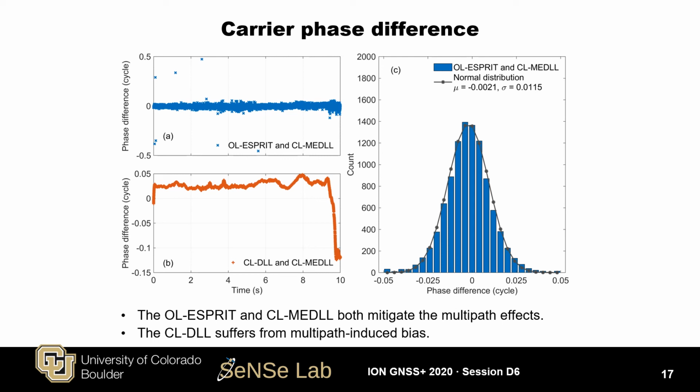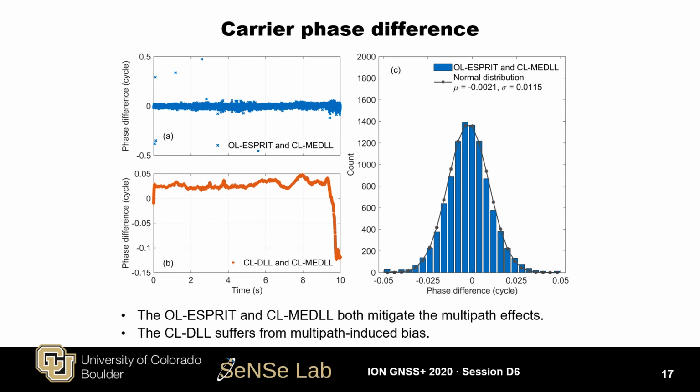For a comparative analysis of the considered schemes, we calculate the difference of the carrier phase measurements between two methods for the 1 millisecond updating interval. Thus, we remove the common components, such as clock dynamics and platform motion, and the multipath effect and noise remain as the contributing factors in the phase difference. The phase difference between the open-loop ESPRIT and closed-loop MEDLL exhibits noise-like characteristics.